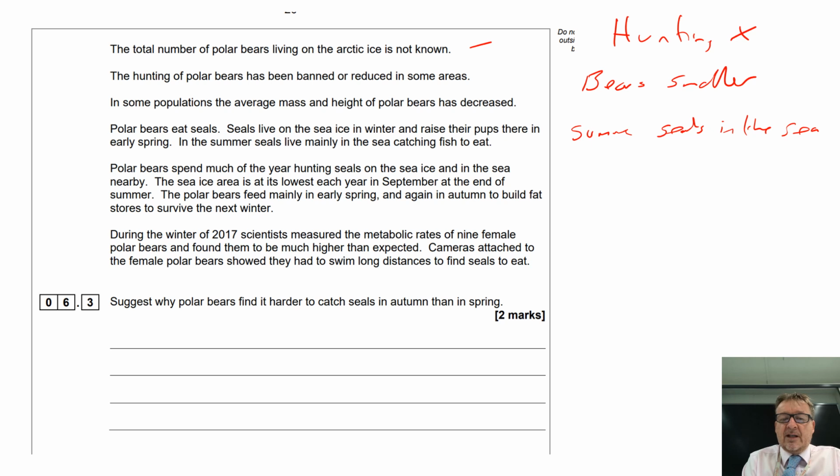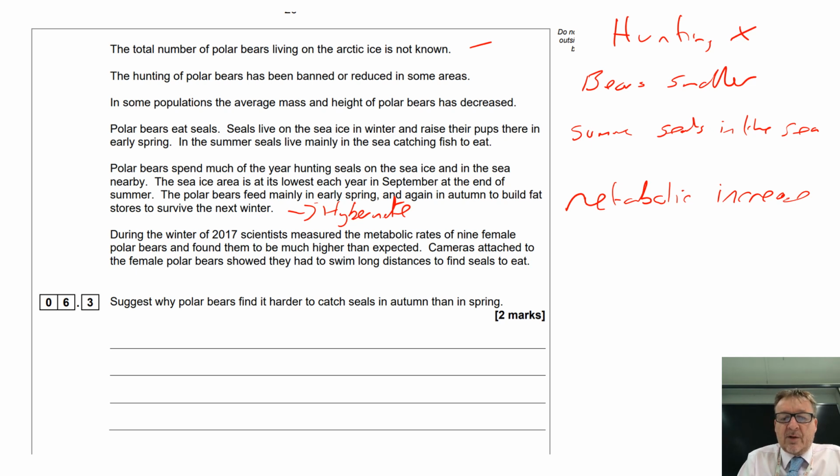Polar bears spend much of the year hunting seals on the sea ice and in the sea nearby. The sea ice area is at its lowest each year in September, at the end of summer. The polar bears feed mainly in early spring and again in autumn to build fat stores to survive the next winter. All right, I guess that is when they're going to be hibernating. During the winter of 2017, scientists measured the metabolic rate of 9 female polar bears and found it to be much higher. So metabolic rate increased. Interesting.